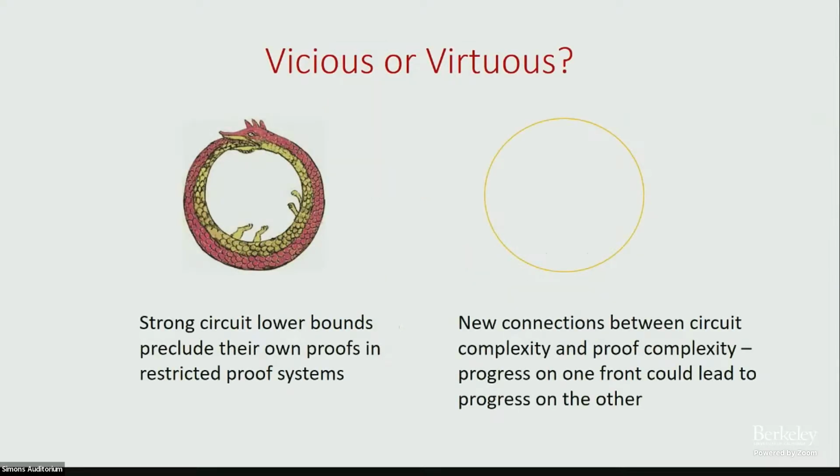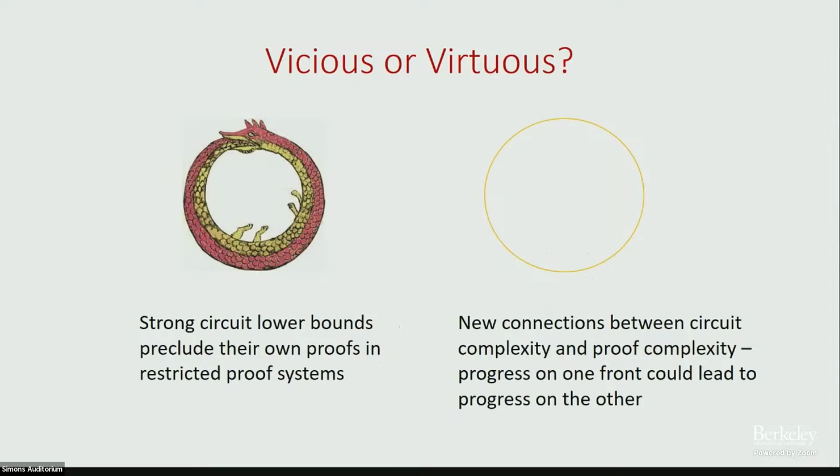So yeah, so far I've been talking about this vicious circle phenomenon, and it is a real phenomenon in complexity theory. We need to confront and work around that: strong circuit lower bounds preclude their own proofs in restricted proof systems.